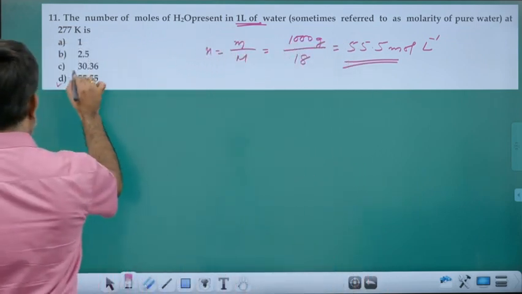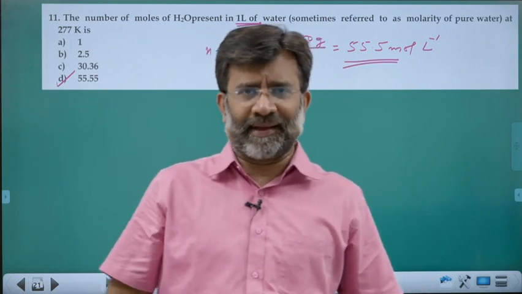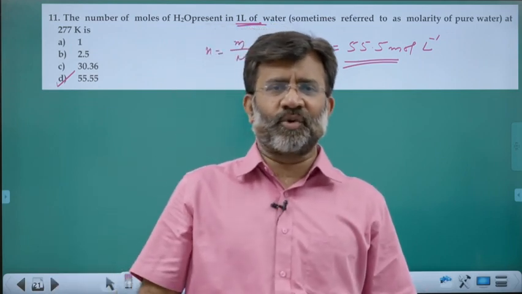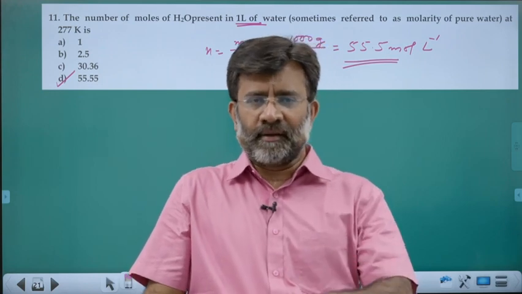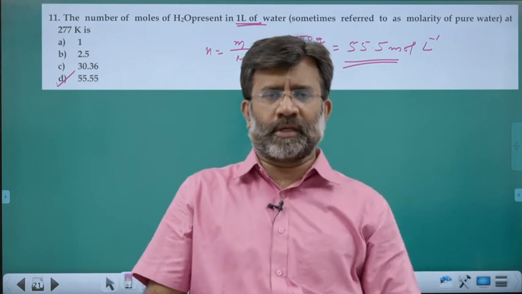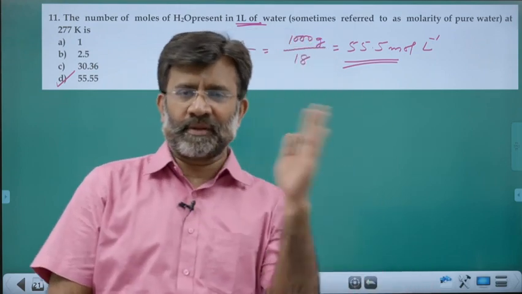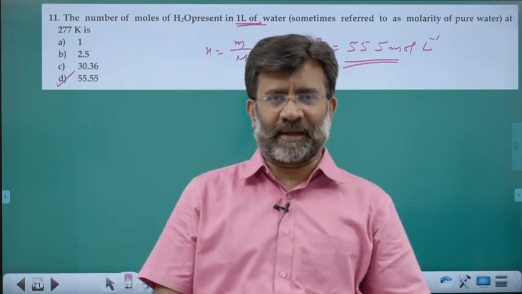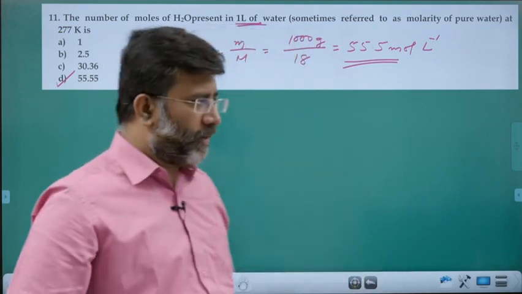Option D. In so many numerical calculations, you might have seen that data. It is sometimes referred to as the molarity of pure water. It is nothing but 1 liter of water, that is 1000 ml. 1000 ml is equal to 1000 gram because the density of water is 1 gram per ml. So the number of moles will be 1000 divided by 18, 55.5. Next.